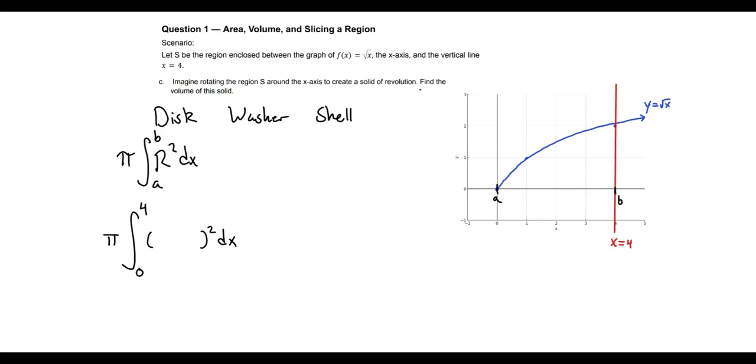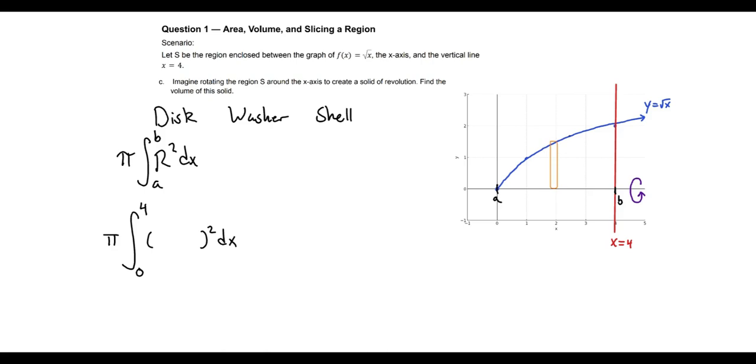Well, here's what we do. You notice that it said that we're going to rotate around the x-axis. So let's come over here. Let's draw a little arrow indicating that we are rotating this about the x-axis like this. Then what we're going to do is draw in a rectangle. And this rectangle has to be perpendicular to the axis of rotation, like this.